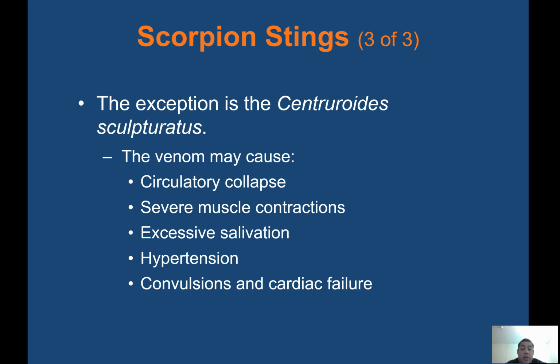An exception is Centruroides sculpturatus. The venom may cause circulatory collapse, severe muscle contractions, excessive salivation, hypertension, convulsions, and cardiac failure.